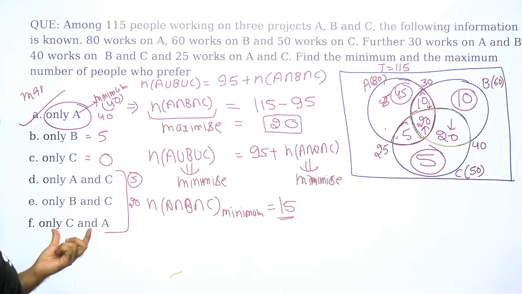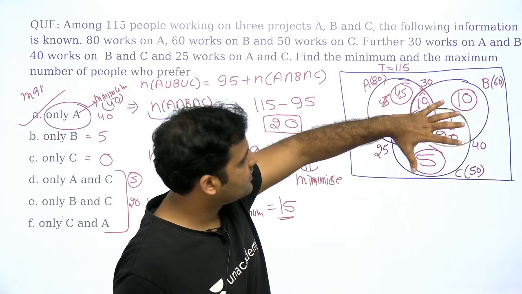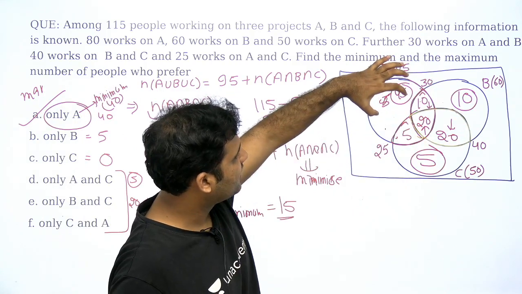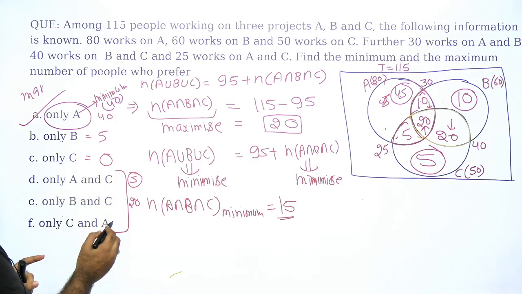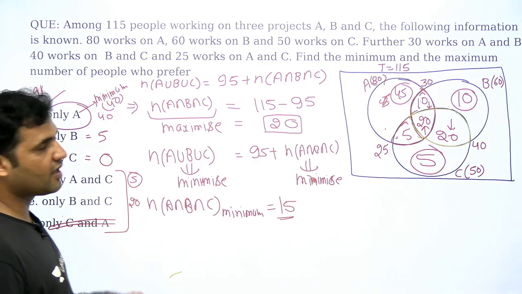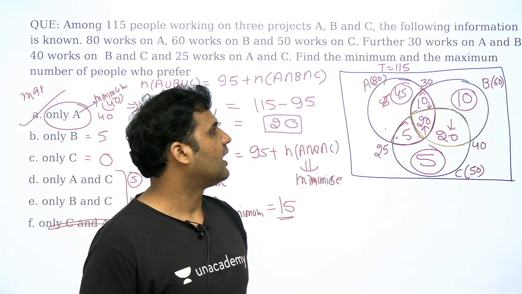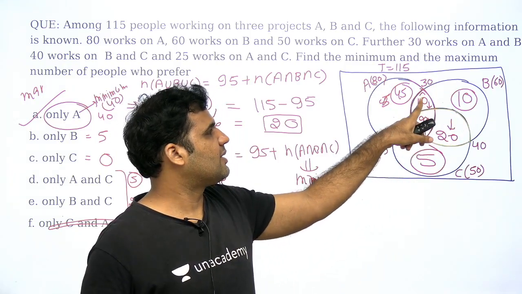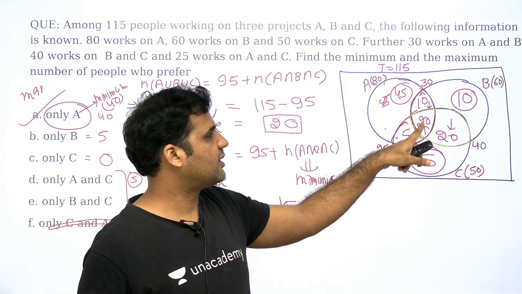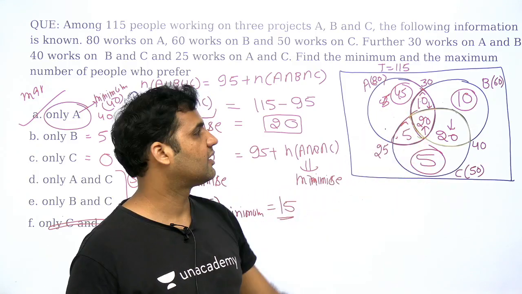If I have to find out the minima of C and A, so C and A we have already found. Only C and A and only A and C is the same thing, right? 5 and 20 will be the answer for minima. If I have to find out the minima of A and B, you see that to minimize this value, you need to maximize it. Maximize 20, so the minima here will be 10.